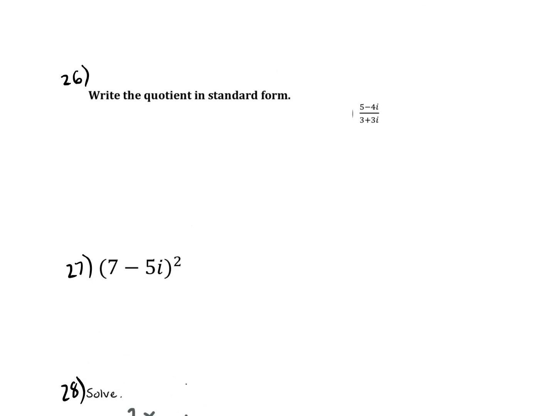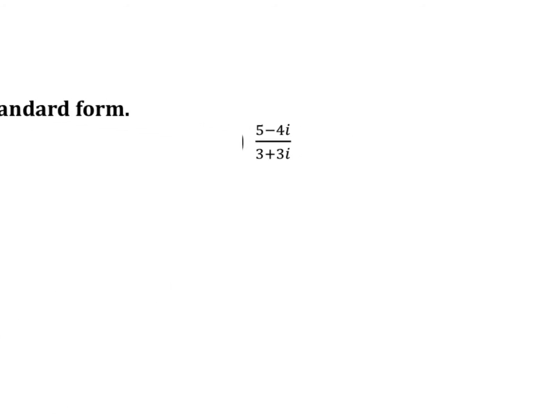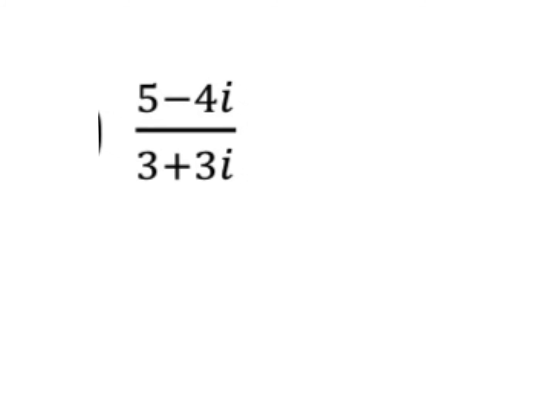All right, 26. Isn't there a rule that it can't be the denominator, or it can't be a 0? All right, so 26. So we can't have i in the denominator, so we have to multiply by the conjugate of the denominator. So we're going to multiply by 3 minus 3i on the top and on the bottom.